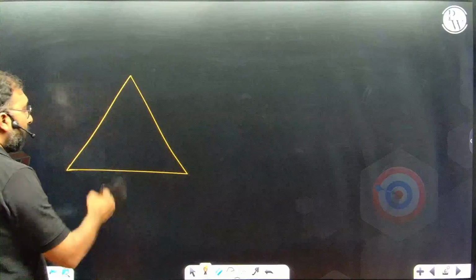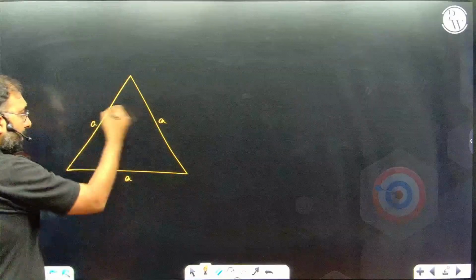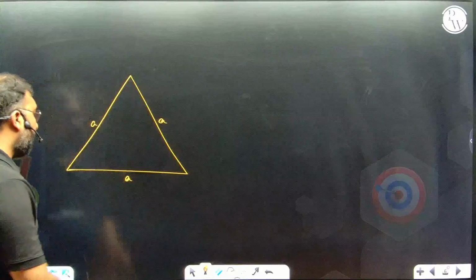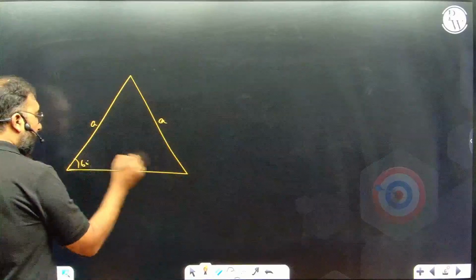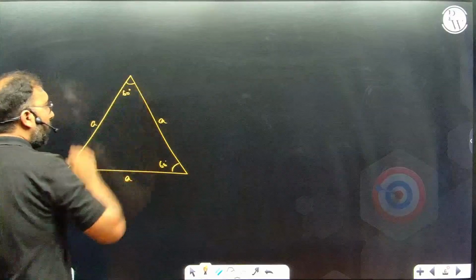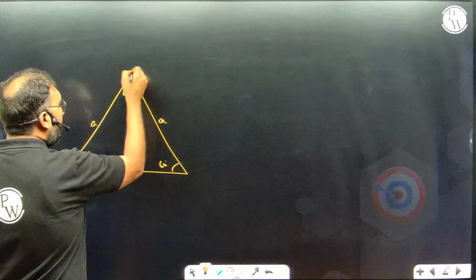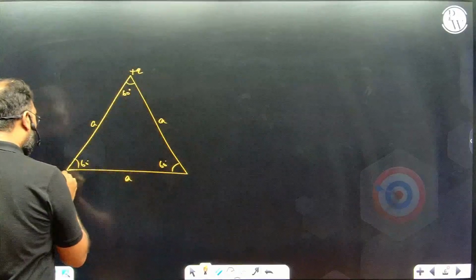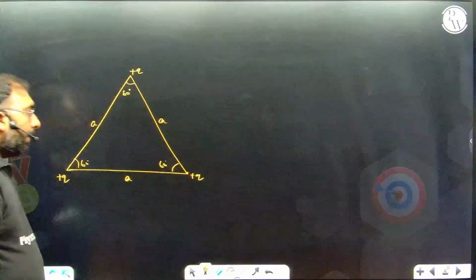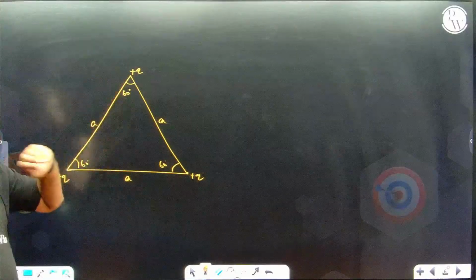Let's say this is an equilateral triangle where the length of each side is A, and since it is an equilateral triangle, all the inside angles are 60, 60, 60. This is 60 degrees, this is 60 degrees, and definitely this is also 60 degrees. This is an equilateral triangle. So what I am doing here is placing 3 identical charged particles Q on each corner of this equilateral triangle, and now I am supposed to find the net force on any one of the charges.